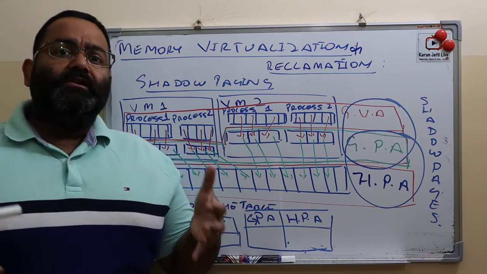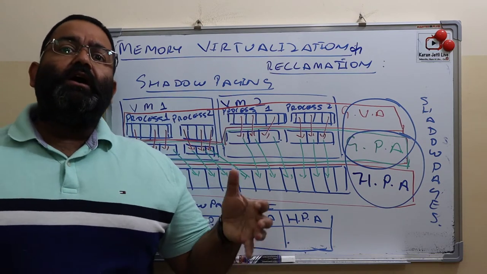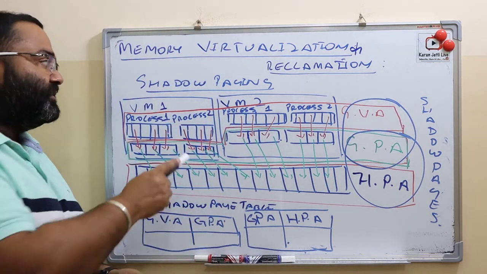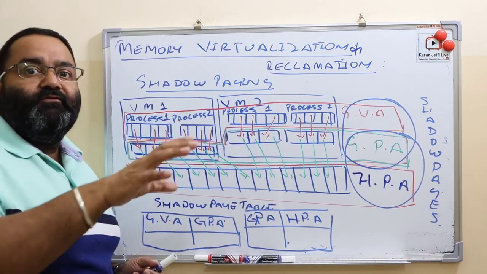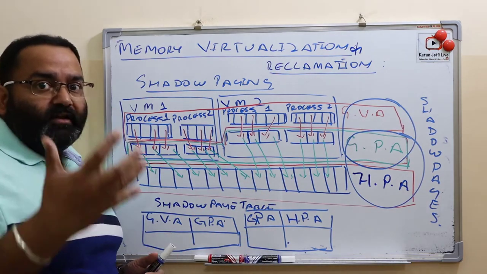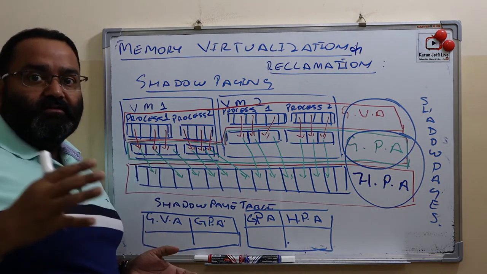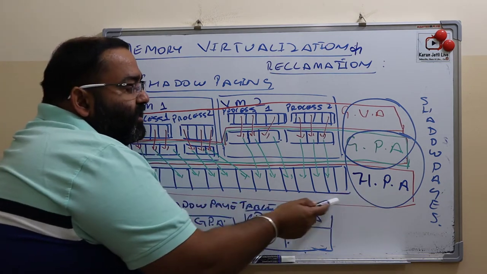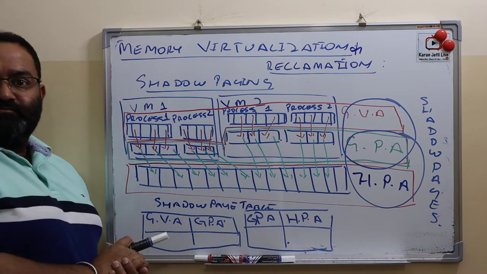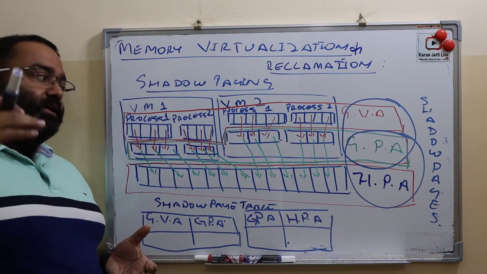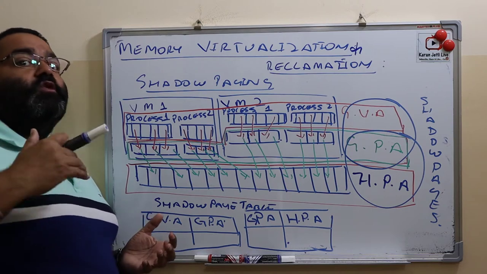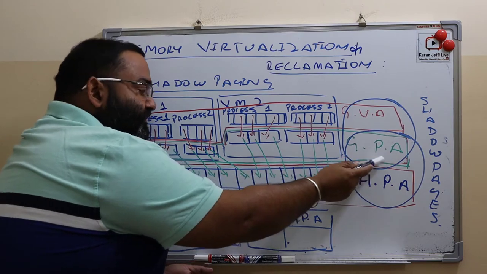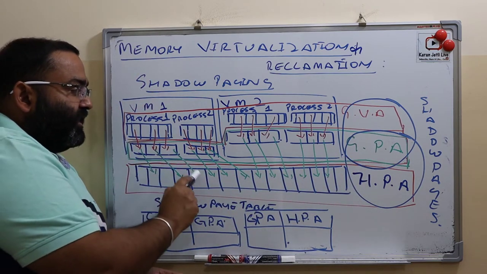But what are guest physical addresses? Guest physical addresses are not actual physical addresses. It is the illusion provided to the guest operating system that it is its physical address. But in reality, the physical addresses are somewhere else. So where are the physical addresses? The physical addresses are in the host physical address space. So then what we have to do is, again, the hypervisor needs to do another set of mapping of the guest physical addresses with the host physical addresses.